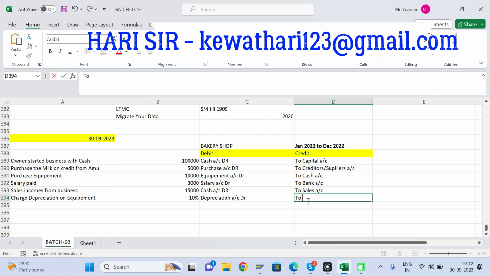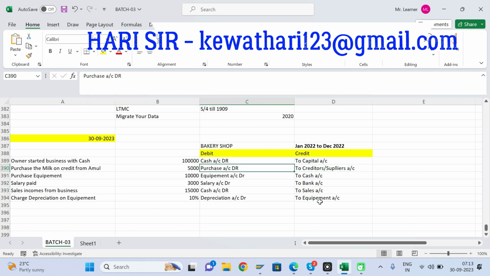You will understand slowly. There is a concept where you can credit the equipment or you can write accumulated depreciation. But as of now, I am writing the equipment account here. So this is the journal entry. These are debit. For each transaction, you identify which are your transactions, and for that you pass the journal entry.